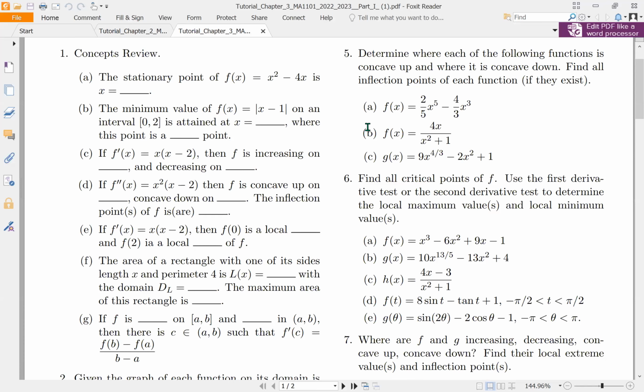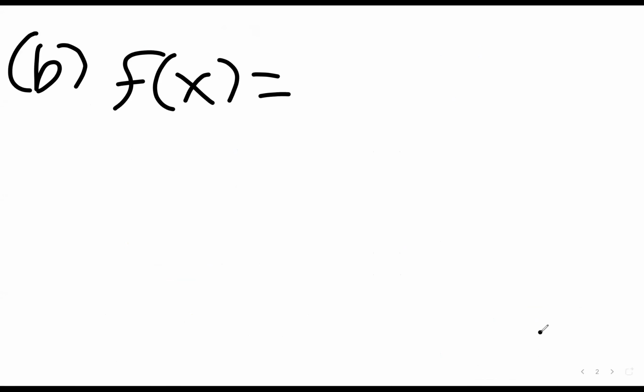Okay, so the second question is we are given the function f of x equals the absolute value of x minus 1, but this function is now restricted only to the interval [0, 2]. Okay, and then the question asks what is the minimum value of the function, and also the type of the function. Okay, so I will summarize it first: the function f of x equals the absolute value of x minus 1 on the interval [0, 2].